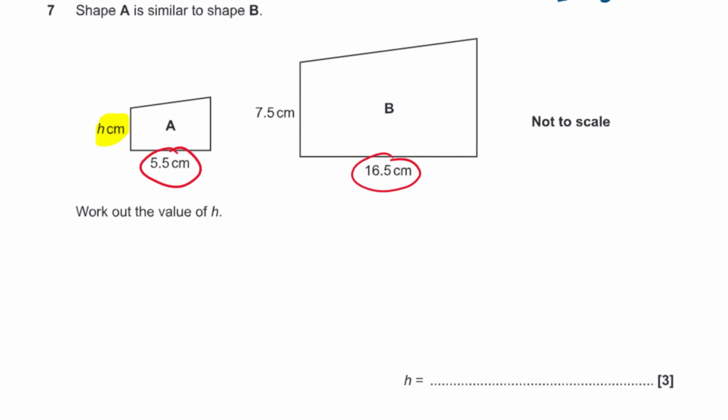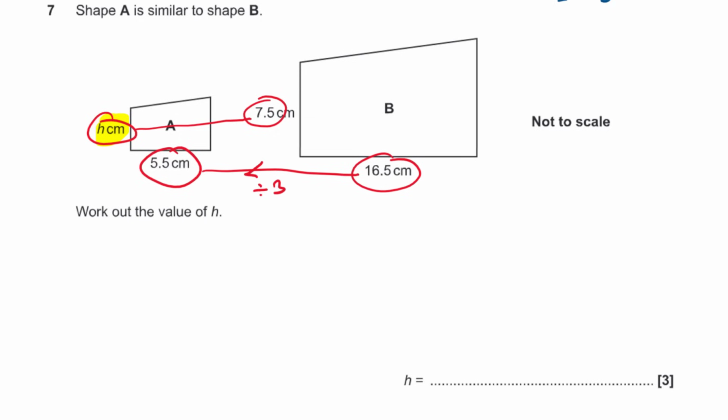So these two go together. Okay? And these two go together. So if we can work out the ratio between 5.5 and 16.5, then it's going to be the same as the ratio between those other two. So we're going from B to A. If you multiplied 5.5 by 3, you'd get 16.5, wouldn't you? So going back the other way, we're dividing by 3.